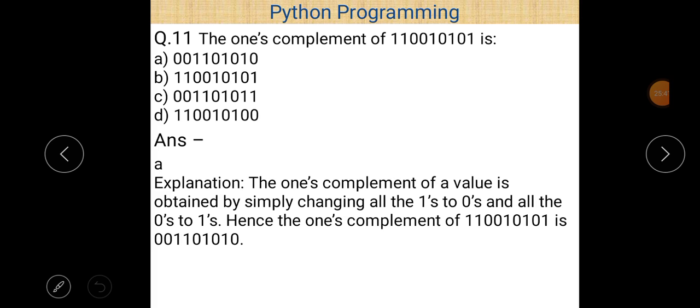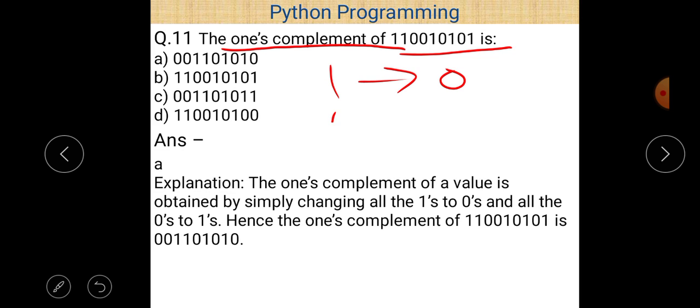Okay, let us take another question. The ones complement of this. So here the question is in which we have to find the ones complement. Ones complement is very easy to find. You have to just reverse the value. If 1 is there, then you just write 0 in place of 1, and if 0 is there, you can write 1. So in place of 1, if you just write 0, and in place of 0, if you just write 1, then you can find the complement of a particular number.